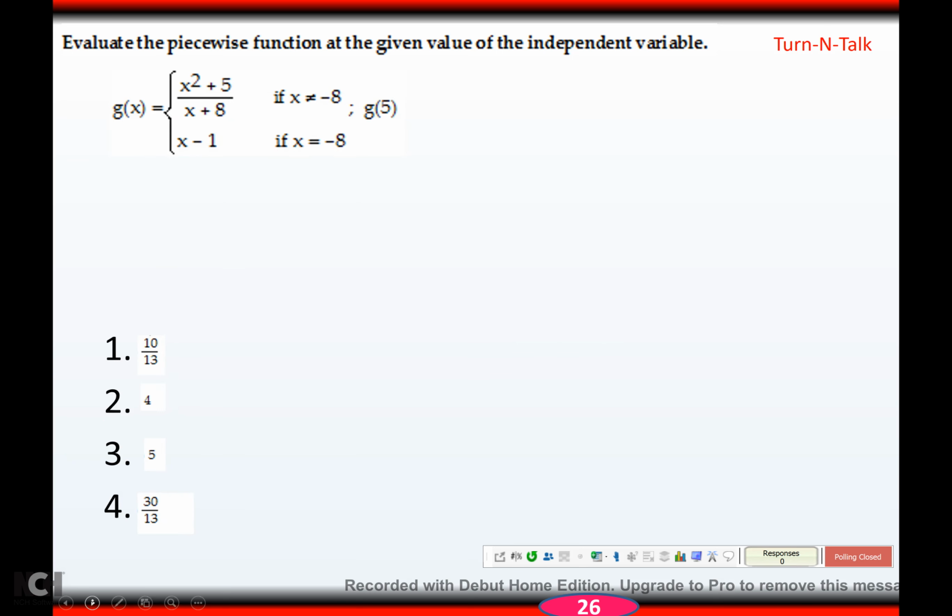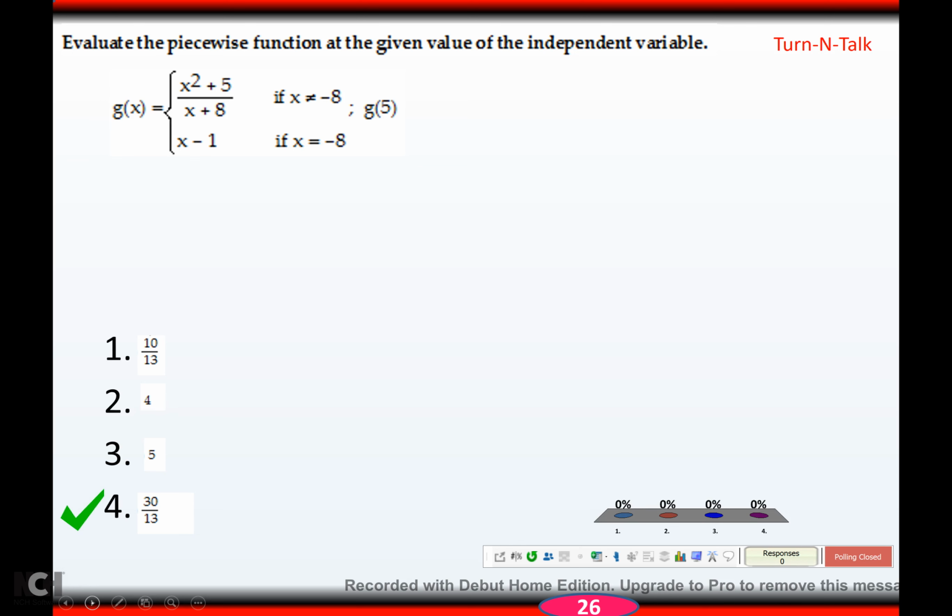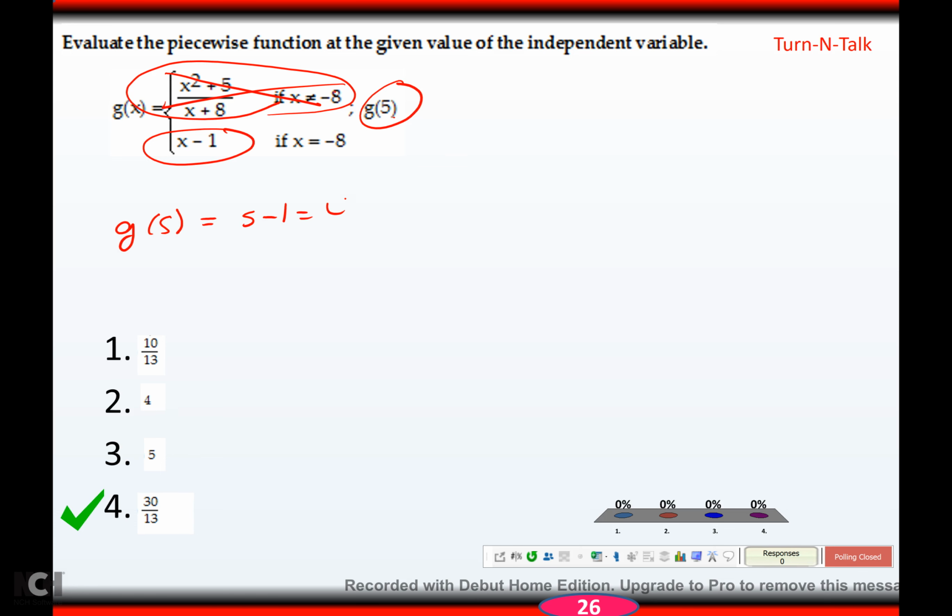Alright, hit pause, come back when you're ready. And hopefully you got 30 over 13. They want me to find g of 5. Well, if x is negative 8, I use the top one. 5 is not negative 8, so I'm using this one, which says g of 5 equals 5 minus 1, which is 4.